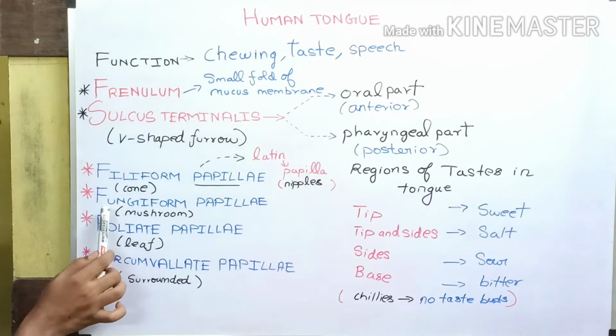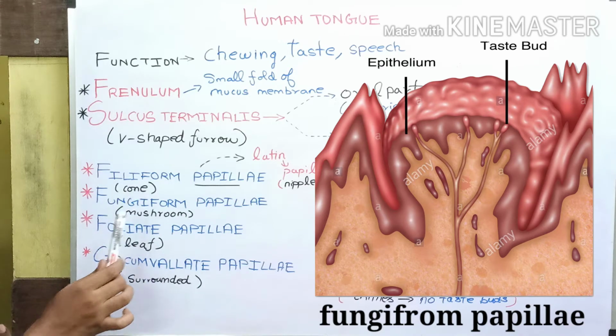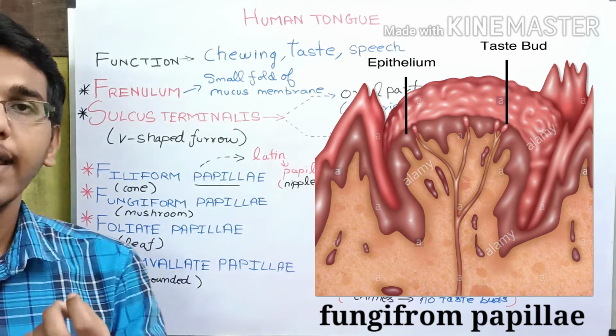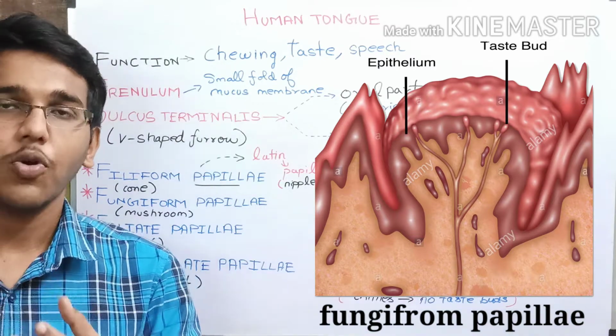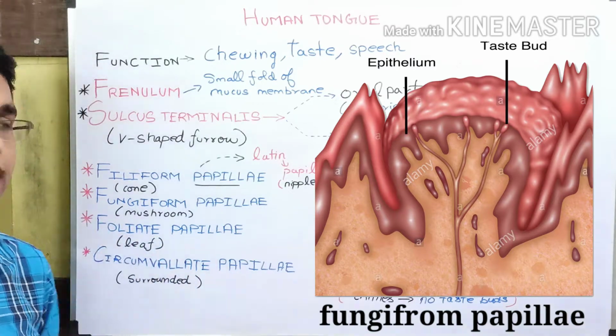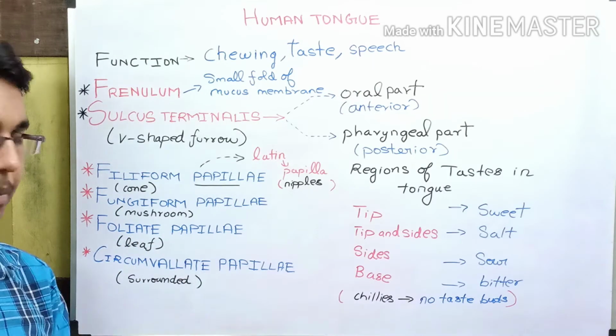Now let us discuss the fungiform papillae. The fungiform papillae got their name from the small mushroom-like appearance of the papillae. We know that the mushroom belongs to fungi. So based on this, it got its name fungiform papillae. It looks flat in appearance.